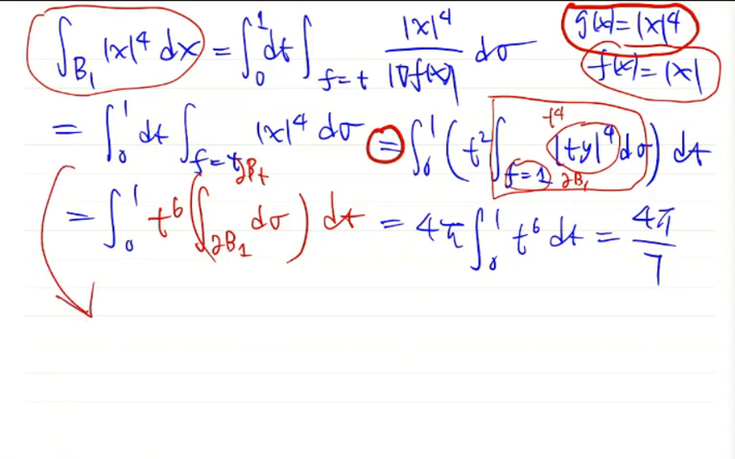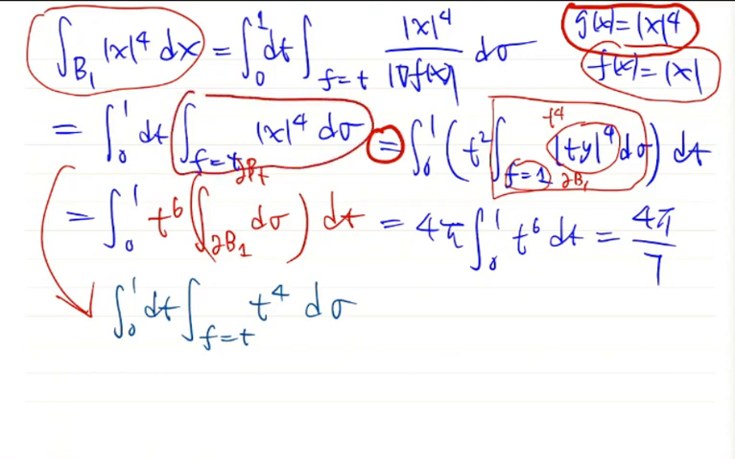We can also go this way. Maybe I will change a color. The integral from 0 to 1 dt, f equal to t, then this is just t to the power 4 dσ. Because on the sphere, on the surface f equal to t, that is the sphere with radius t, the norm of x is just t. When x lies in this sphere with radius t, the norm of x is t. So the integral here becomes the integral I write here.